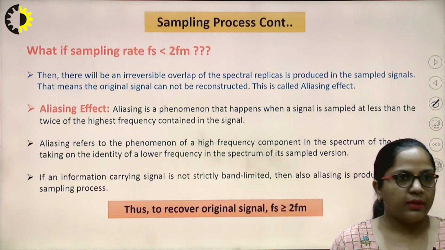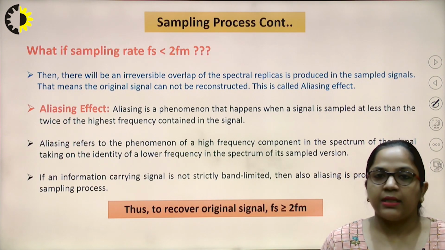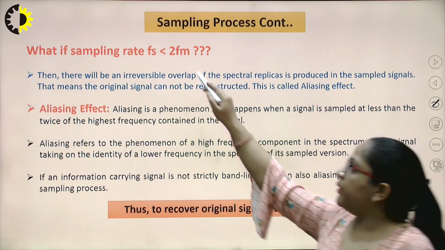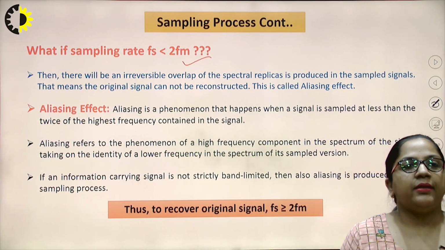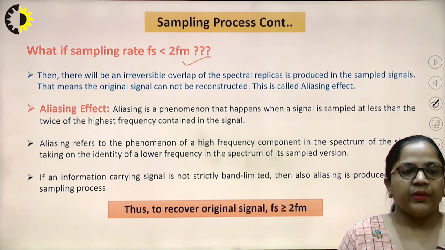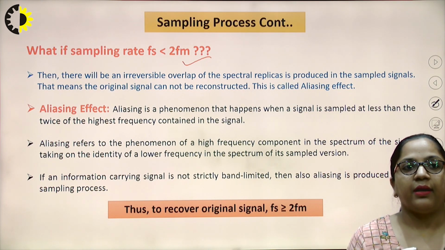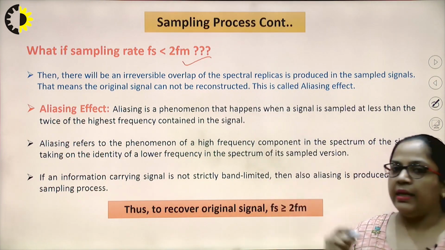Now, what if that criterion is not satisfied? If the sampling rate is lesser than twice Fm, then what will happen? When the sampling rate is less than twice Fm, there will be an irreversible overlap of the spectral replicas produced in the sampled signal. What is the meaning of this?